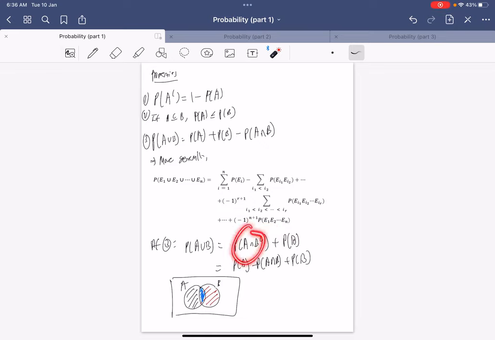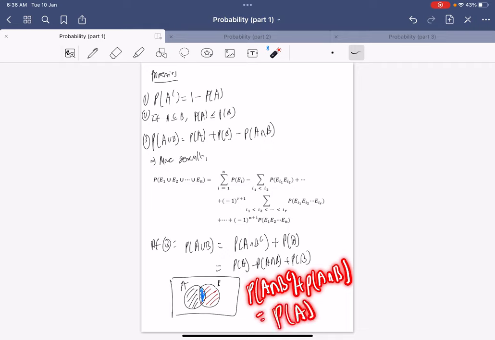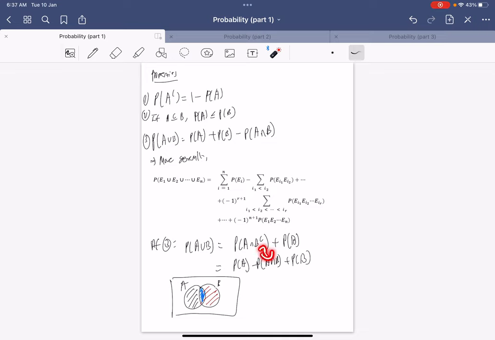And what's A intersect B complement? Well, it's this portion over here. And that's really the probability of A minus away the probability of A intersect B. And the reason for that is because the probability of A intersect B complement plus the probability of A intersect B must equal the probability of A. We shall show why in the future videos, but it's quite intuitive to understand this already. And if you want to read up, that's called the law of total probability.